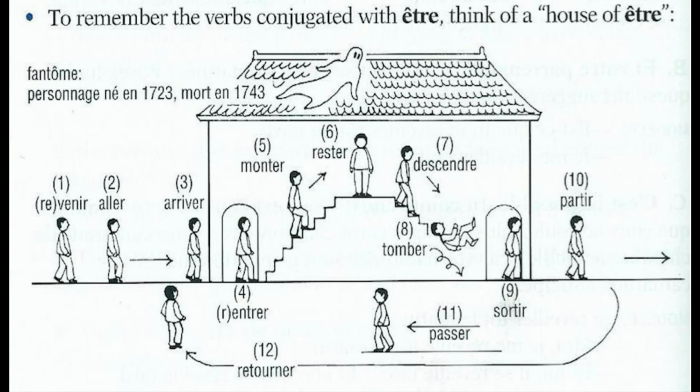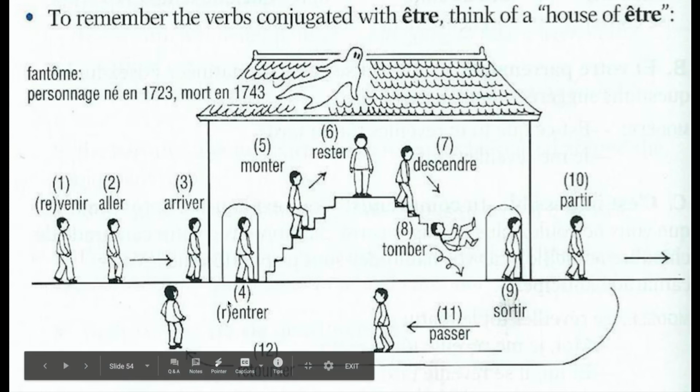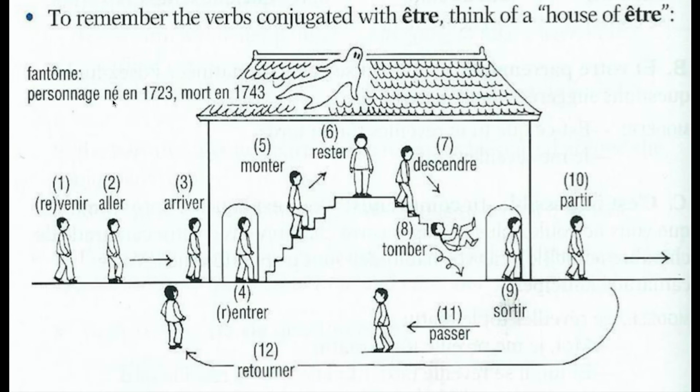Notice here, a couple of these. We have venir, revenir, so that's two. We have entrer, rentrer, that counts as two. Then we have né from the verb naître, to be born, and mort, to die, from the verb mourir. Okay, so this gets them all done.